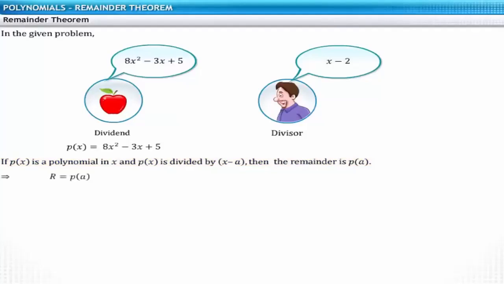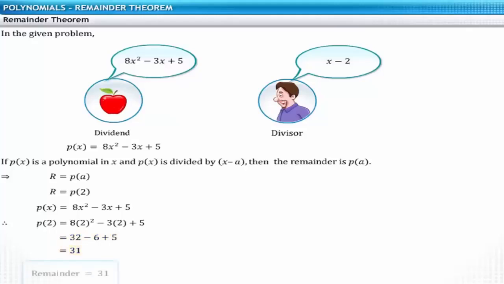Therefore, in this problem, the remainder r is P of 2. If you replace x with 2 in the polynomial P of x, you get the remainder r is equal to 31.